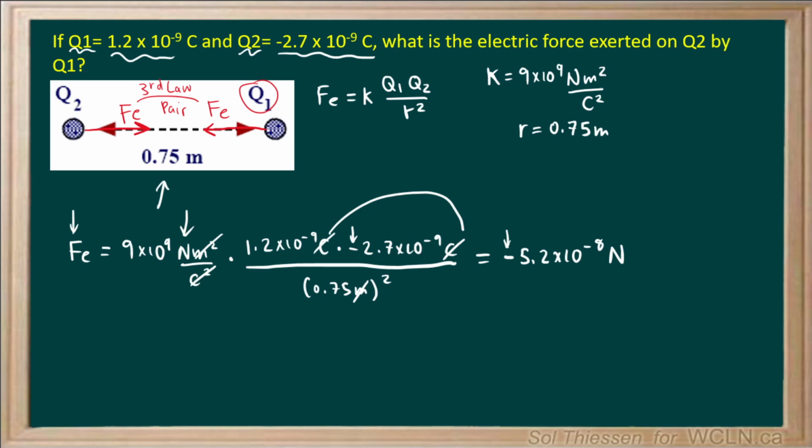So if we got rid of this negative sign and we quoted the electrostatic force acting on Q2 exerted by Q1 as 5.2 times 10 to the power of minus 8 newtons to the right, that would be correct.